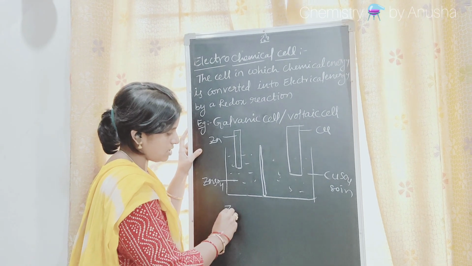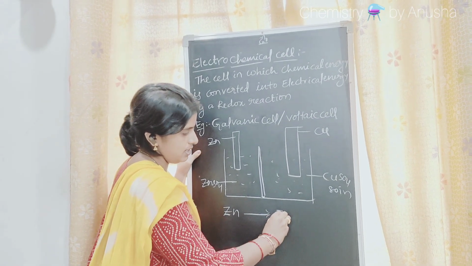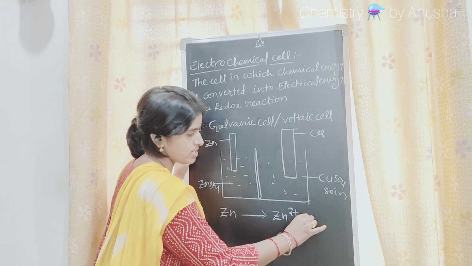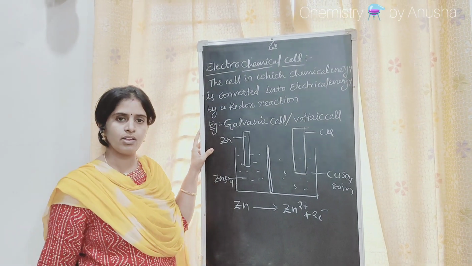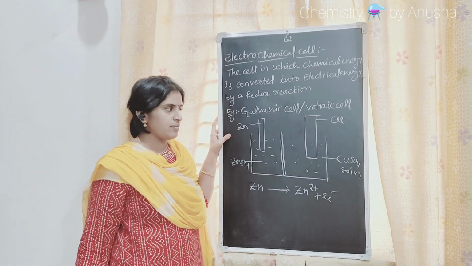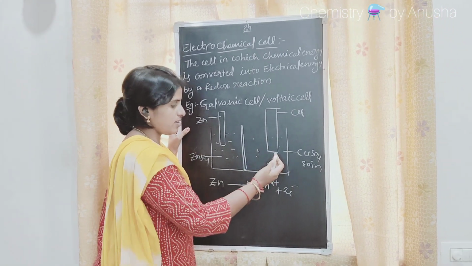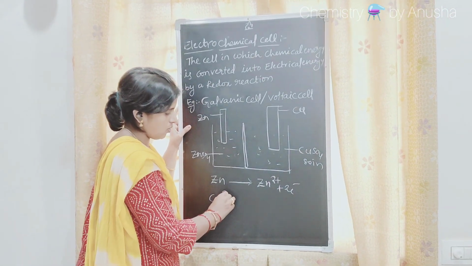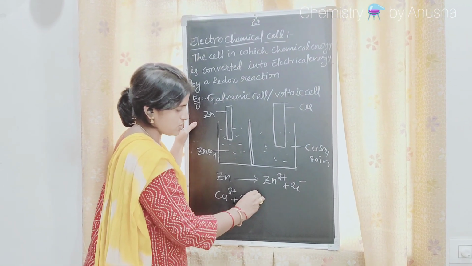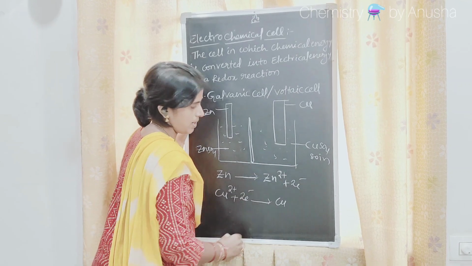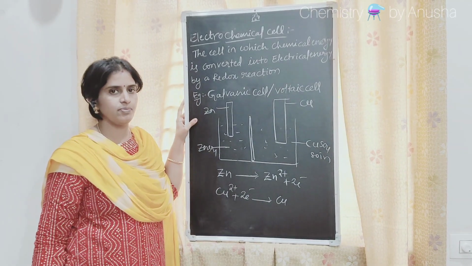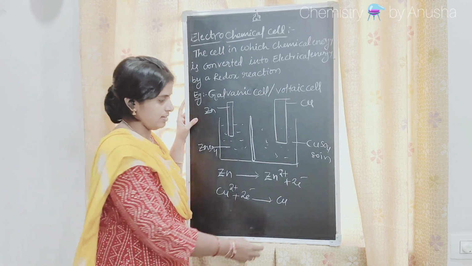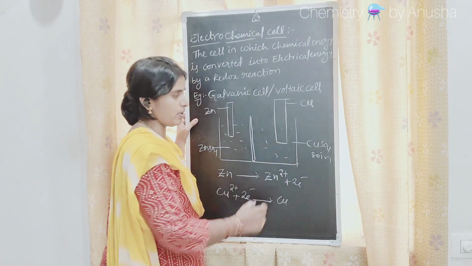When the zinc rod is placed in zinc sulfate solution, it readily loses its electrons by undergoing oxidation. Zn gives rise to Zn2+ plus 2e-. Whereas when the copper rod is placed in copper sulfate solution, copper undergoes reduction by taking 2 electrons from its salt solution and is deposited as copper on the copper rod.